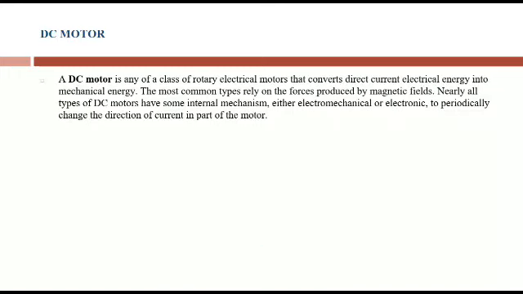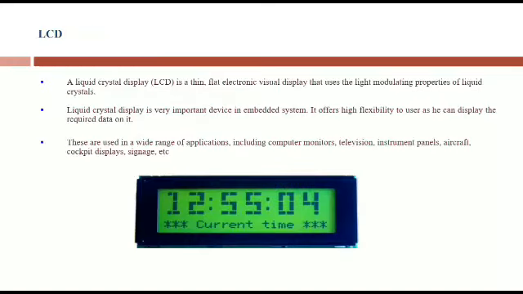DC motor. DC motor is a machine that transforms electric energy into mechanical energy. DC motors have inductors inside which produce magnetic field used to generate movement. Power supply for DC motor is 5 volts.